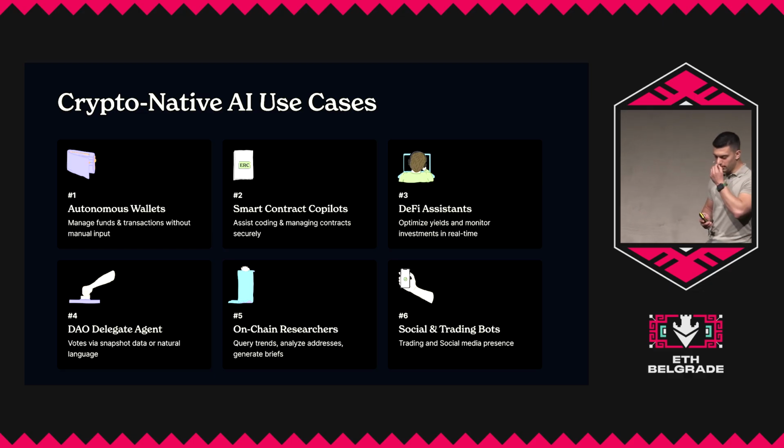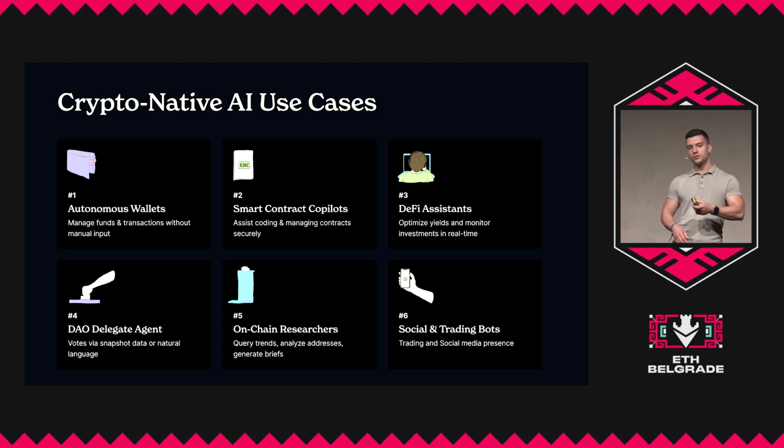Then we have DAO delegate agents. So similarly as before, if you're involved with governance, instead of you having to go through all the proposals and read them and analyze them, you can have an AI agent which gives you the whole summary of recent proposals. It can find you the most reputable people to delegate your votes to, or even it can vote on your behalf if you want to completely have it as an automated process once you give it some criteria about proposals that you want to vote on.